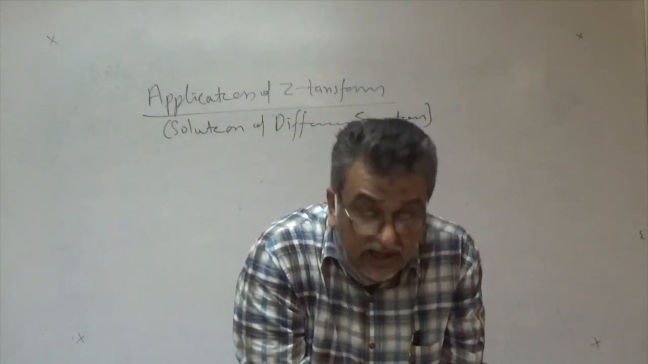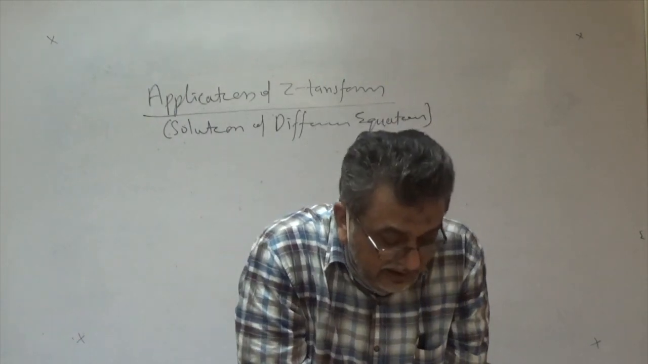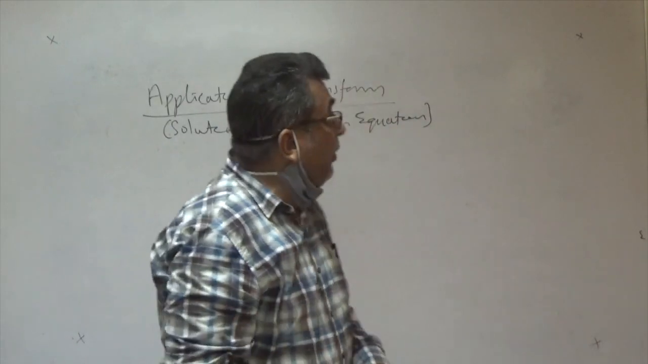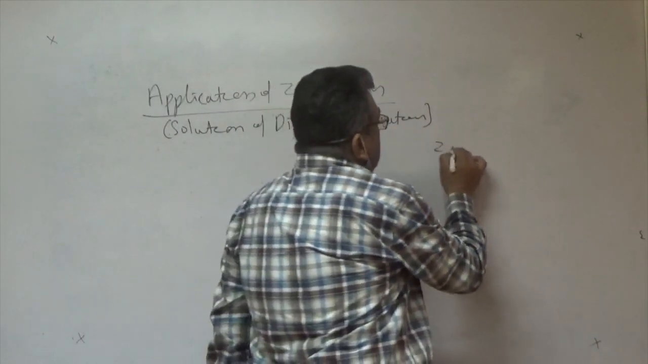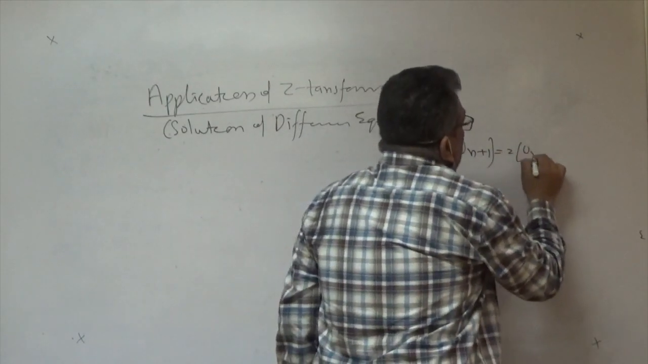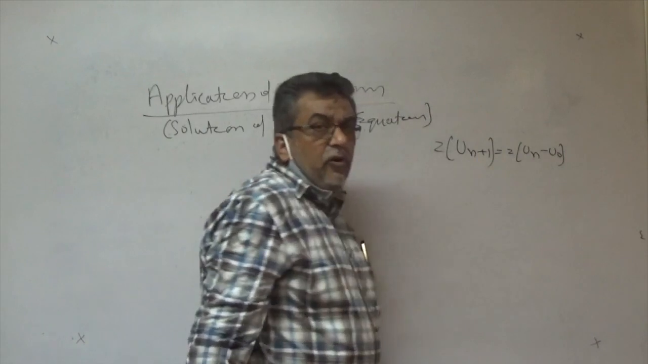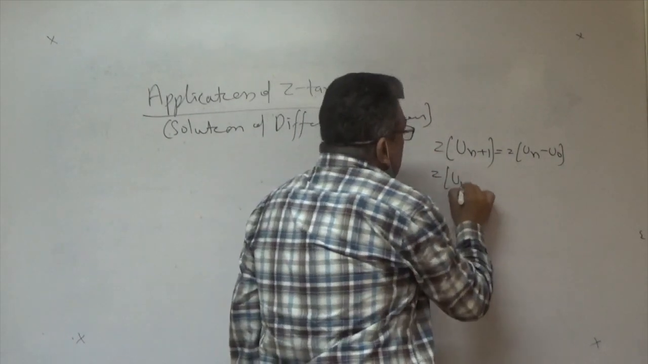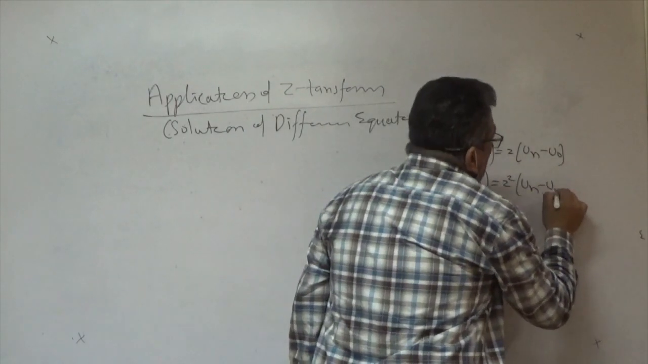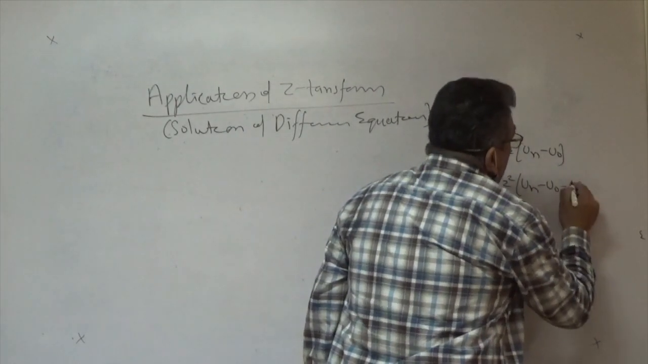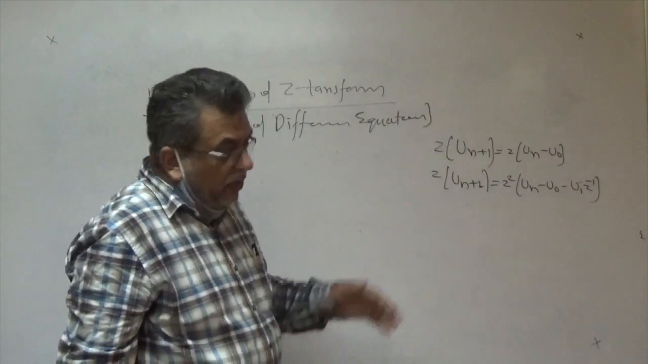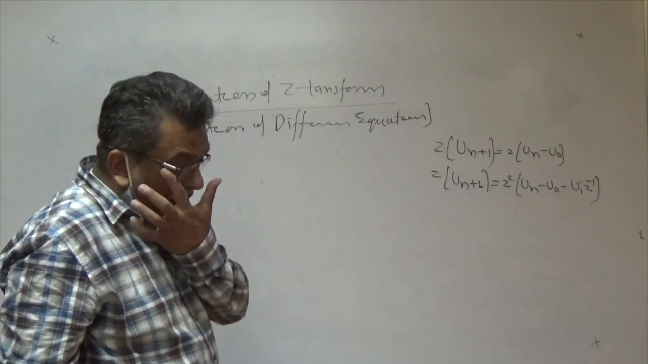You know that in the starting of Z transform, I have already told you the shifting property, the shifting theorem, in which I told you the Z transform of the sequence u of n plus 1 is z times U of z minus u naught. The second formula I told you, u of n plus 2, is z square U of z minus u naught z squared minus u1 z, and so on. These are the shifting properties. Those can be used in difference equations.